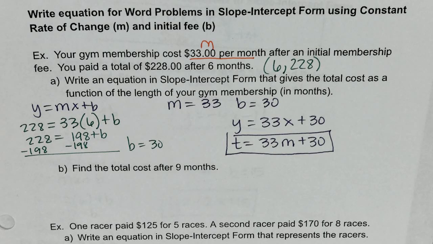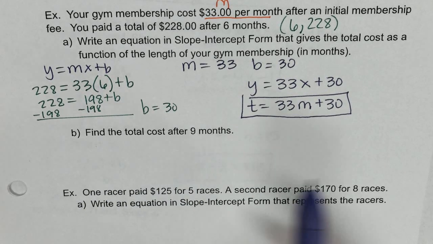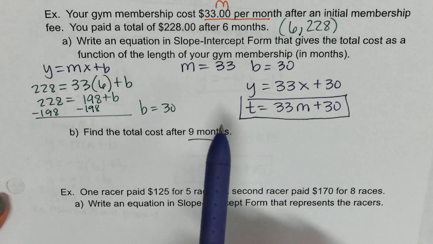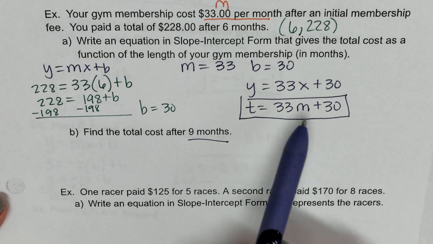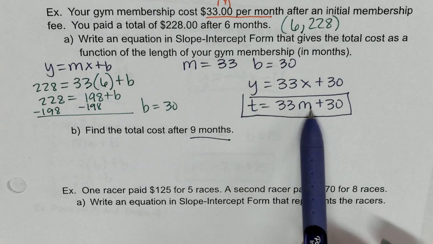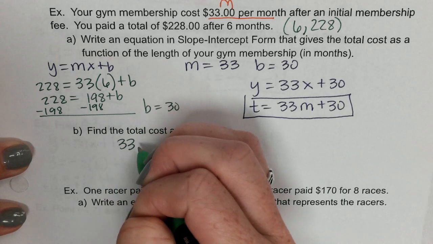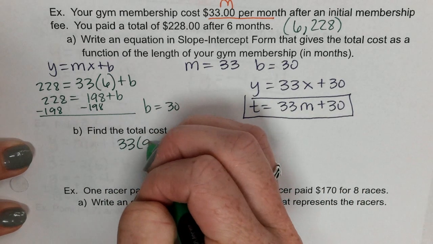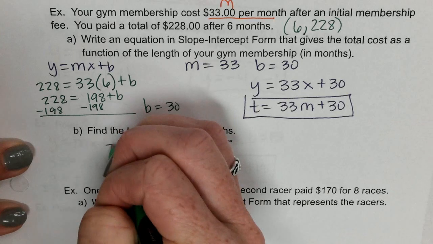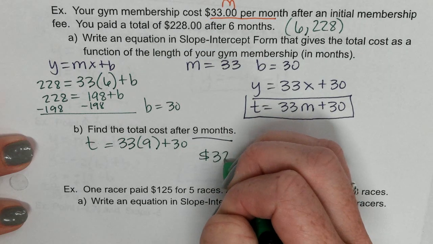All right, so part B says find the total cost after 9 months. So am I plugging in 9 for T or for M? M. And that's why the T and the M will help me know what I'm plugging in for. So I would say, what is 33 times 9 plus 30? And that will give me the total cost, which is, anybody do it? $327.